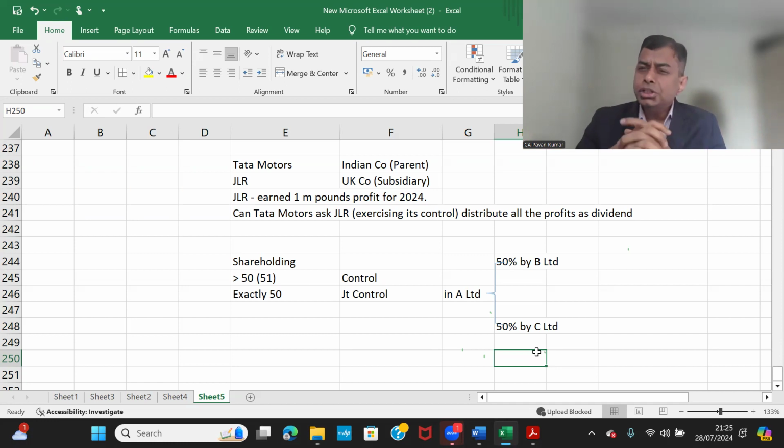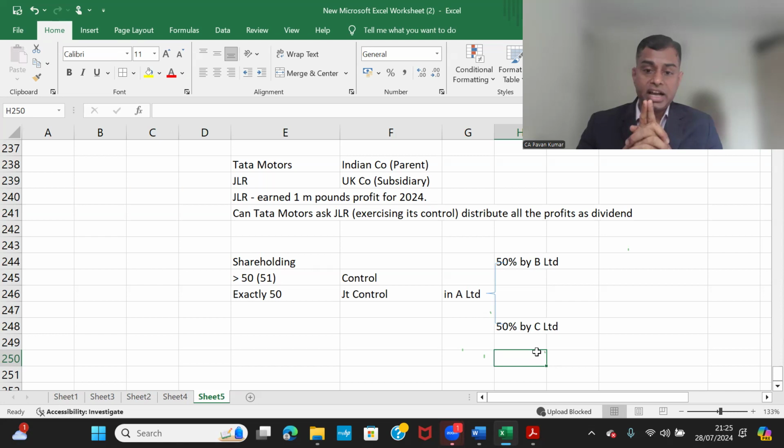Deadlock. Pavan sir, it should be exactly 50-50? Need not be. Three parties are there. It can be 1/3, 1/3, 1/3. Four parties, 1/4, 1/4, 1/4, 1/4. Five parties, 20%, 20%, 20%, 20%, 20%. Okay, but that is little complex. Keep it aside.